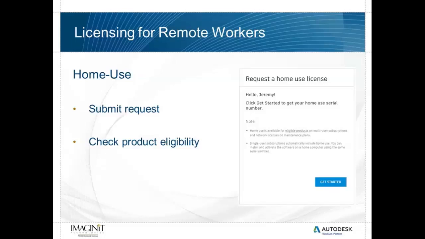There is a product eligibility link that may be something that your administrators or contract managers may need to check, just to make sure that the product is eligible to do this. Most are, but it might be something worth double checking. And again, filling out the form, you'll get the instructions on how to activate the license once you get that serial number.